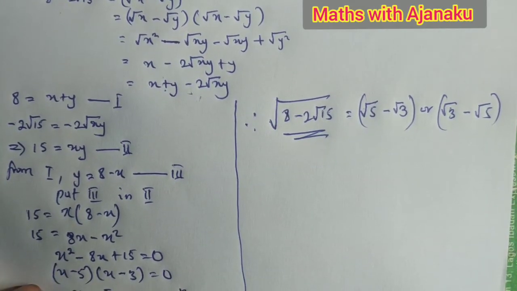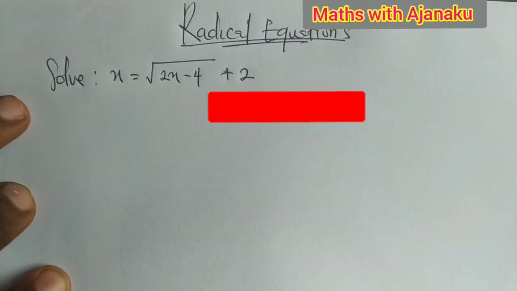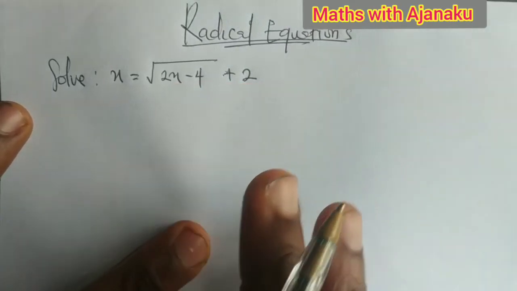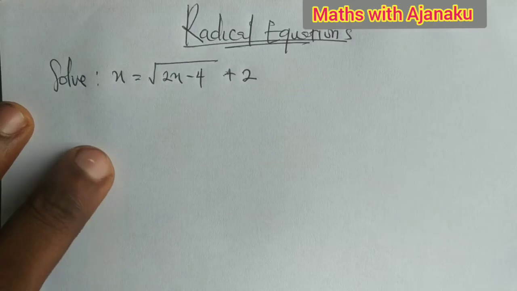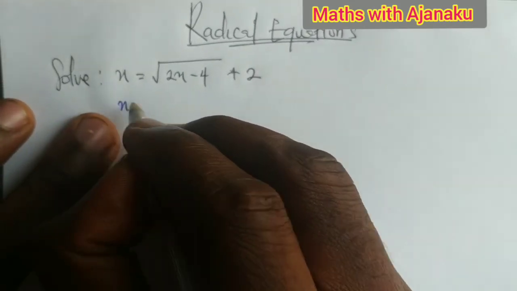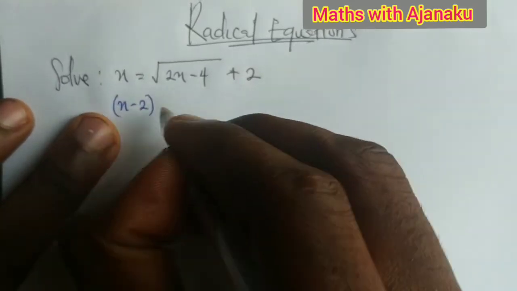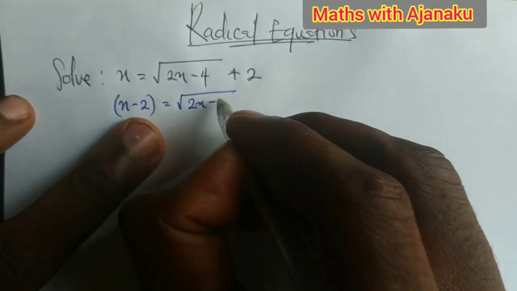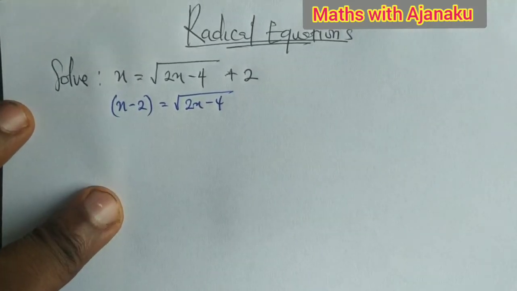From here, let's discuss radical equations. Given this radical equation to solve, the first thing you have to do is bring the rational part to one side and leave the irrational part on the other side, so that I have x minus 2 equal to root 2x minus 4. After doing this, you square both sides.